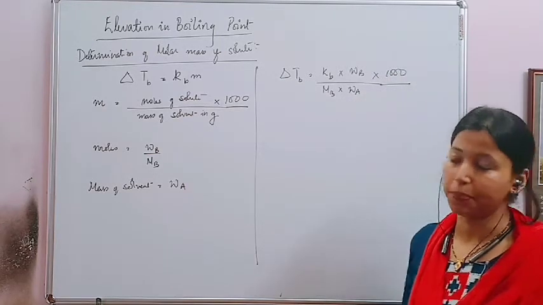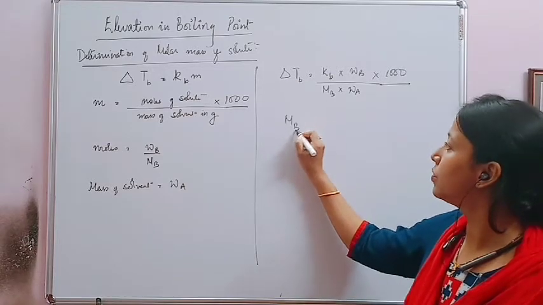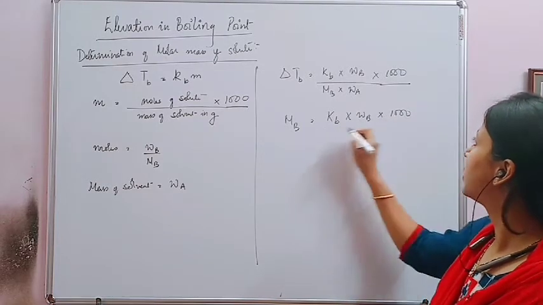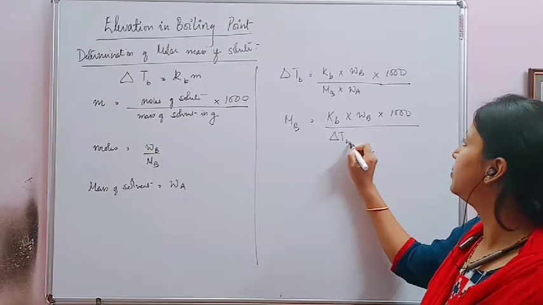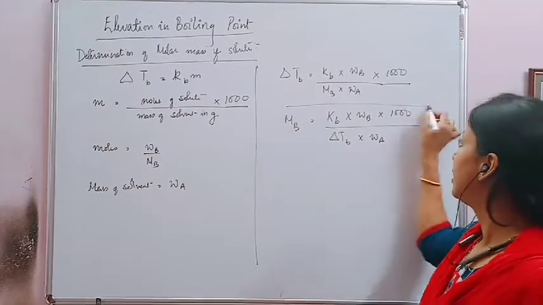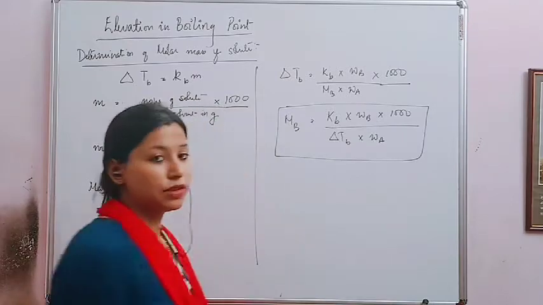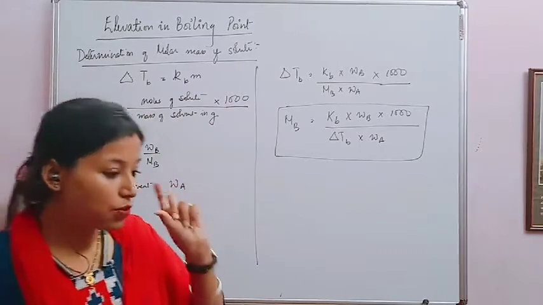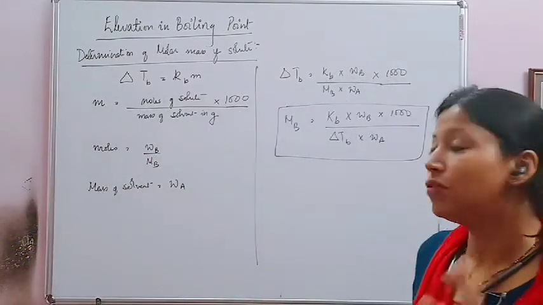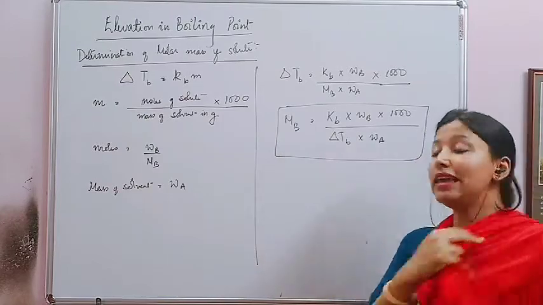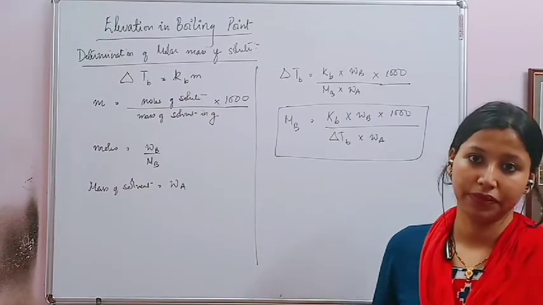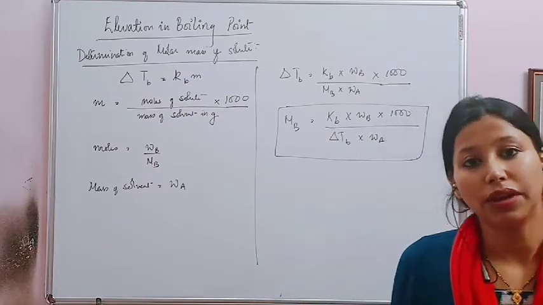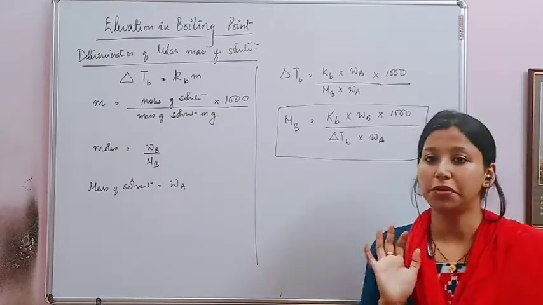This is the relationship. Let's take Mb this side. So Mb will become Kb into Wb into 1000 divided by delta Tb into Wa. This is the relationship for molar mass of solute for the second colligative property, that is elevation in boiling point. Now there is one information that I want to give you here. You must remember that the molar mass of the solute is inversely proportional to the colligative property. This you need to remember because when we go ahead in the chapter and we discuss abnormal molar mass, this information is very much necessary.